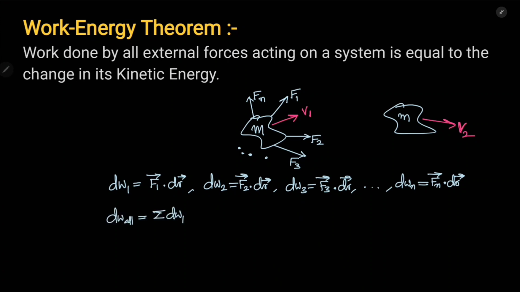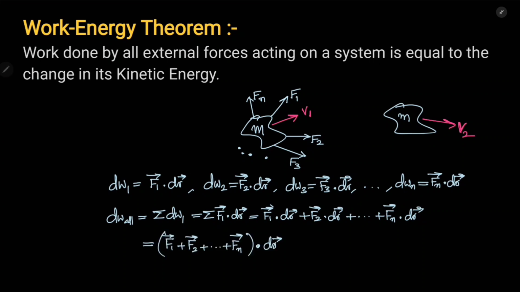If I have to find the total work done by all forces, it is sigma dW, which is sigma Fi bar dot dr bar. That is F1 bar dot dr bar plus F2 bar dot dr bar, and so on up to Fn bar dot dr bar. Simplifying this, I would get (F1 bar plus F2 bar, and so on up to Fn bar) dot dr bar, which is the net force acting on the system, that is F net bar dot dr bar.